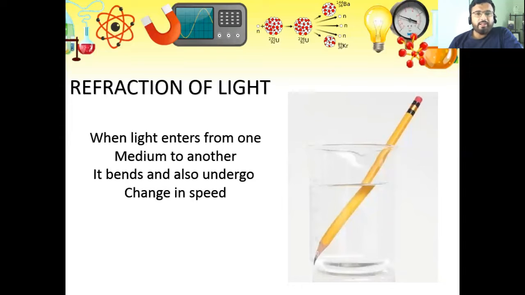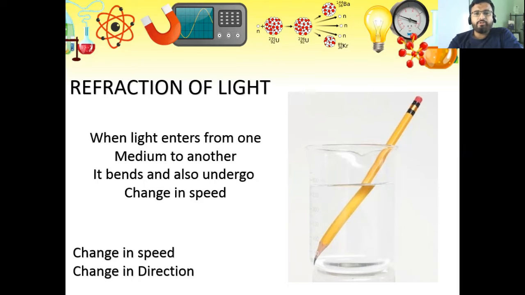So when light passes from one transparent medium to another, it undergoes a change in speed as well as a change in direction. So the definition of refraction can be given as: when light enters from one medium to another, it undergoes a change in speed and also undergoes a change in direction.